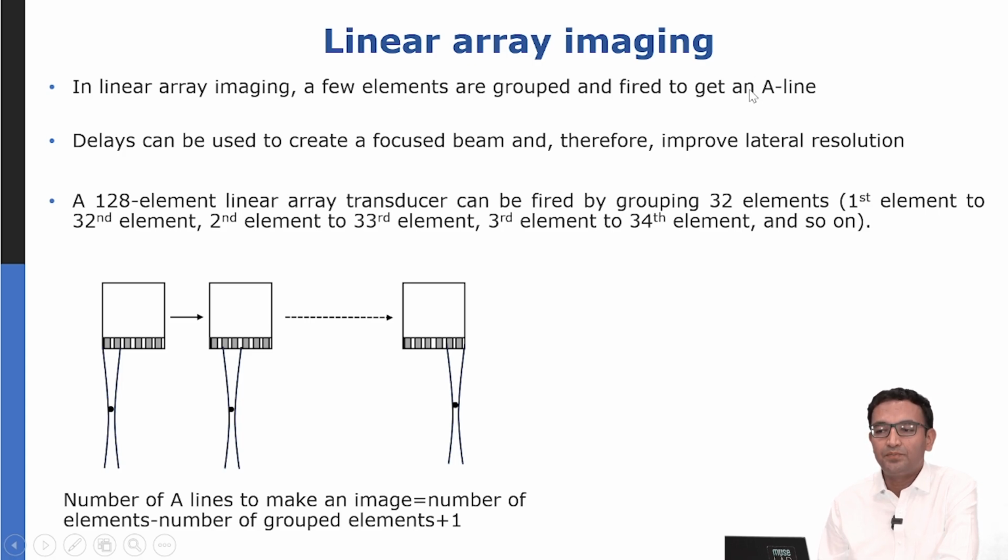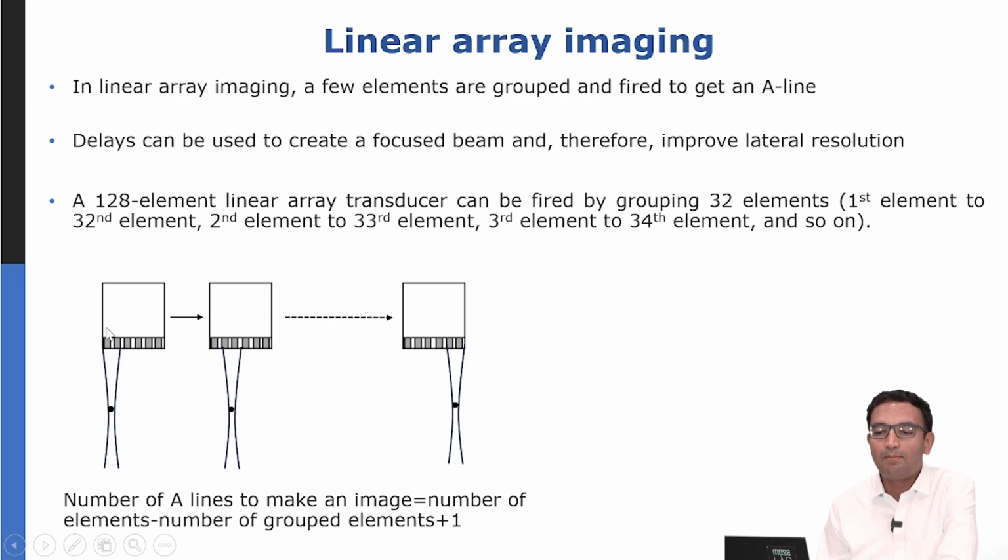In linear array imaging, which is one of the most commonly used, a few elements are grouped together and fired to get an A line. So here, consider there's a 128 element linear array, and we are grouping 32 elements and firing them at a time. So first, let's say element 1 to element 32, all these fire together, then we shift by one element. So then we take the second element all the way to the 33rd element and we fire. Then we again shift by one element, we fire from the 3rd to 34th element and so on. So by doing this, we are activating the sub aperture at a given point in time.